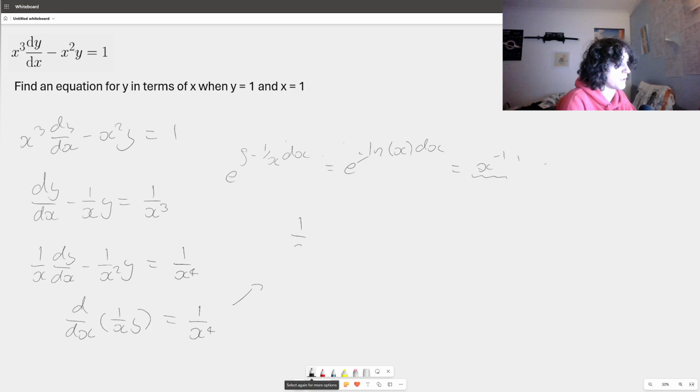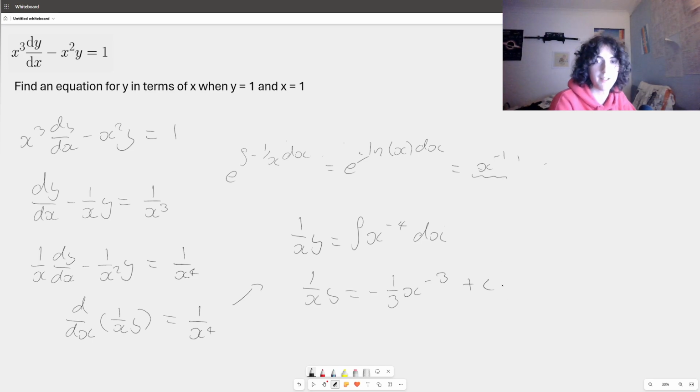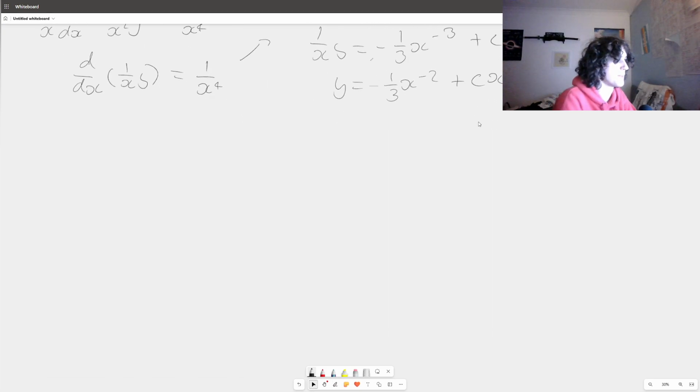So we get 1 over x times y is equal to the integral of x to the minus 4 dx. Add 1 to the power makes it minus 3. Divide by the power, minus a third x. So we get 1 over x y is equal to minus a third x to the minus 3 plus c. Now the plus c is going to become a value, but unfortunately before we get that far, we need to finish getting our expression for y. So if we multiply the equation by x, we're going to get minus a third x to the minus 2 plus cx. Now we can substitute our values of y being 1 and x being 1 to see what our c value is going to be.